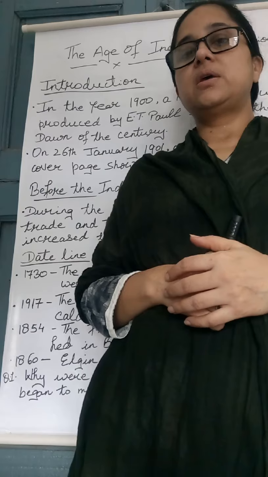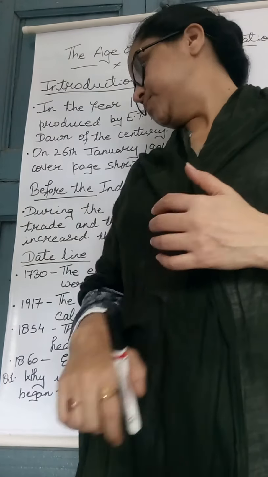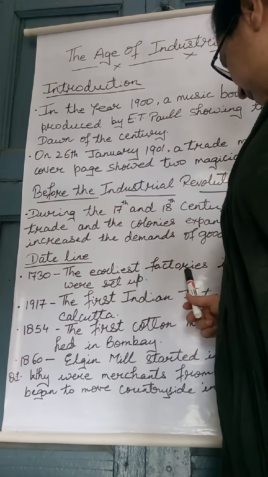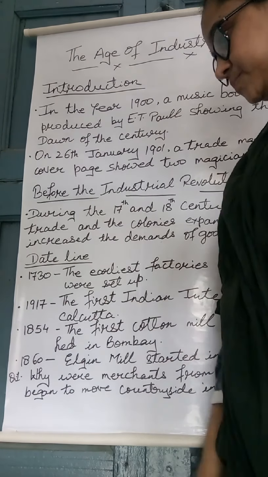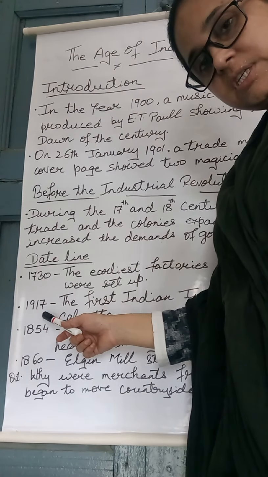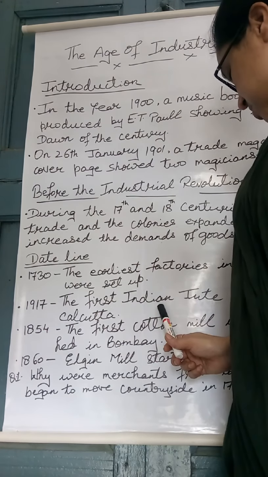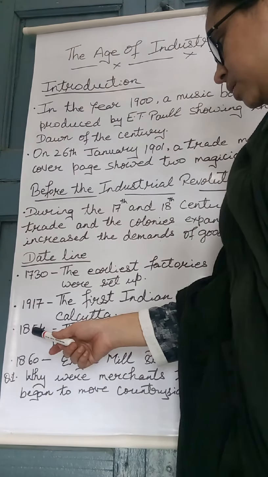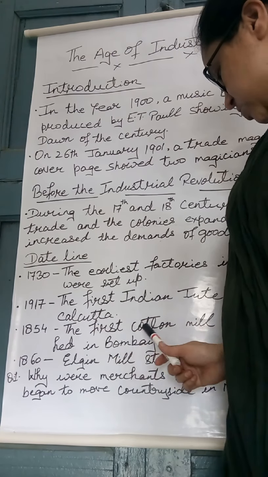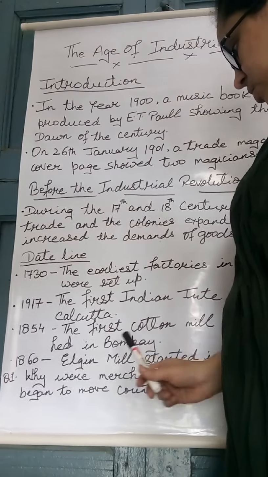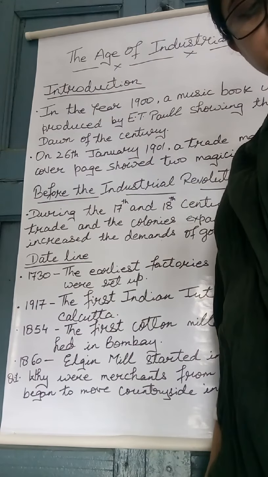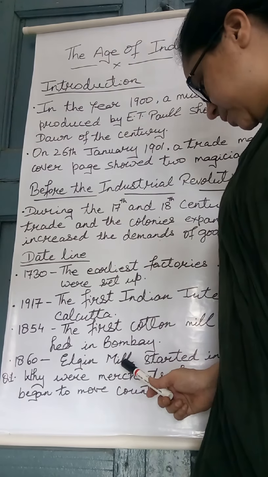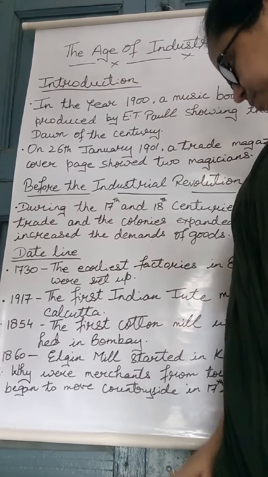Now some dates are there that you have to learn. 1730: the earliest factories in England were set up. 1917: the first Indian jute mill in Calcutta. In 1854, the first cotton mill was established in Bombay. 1860: Elgin Mill started in Kanpur.